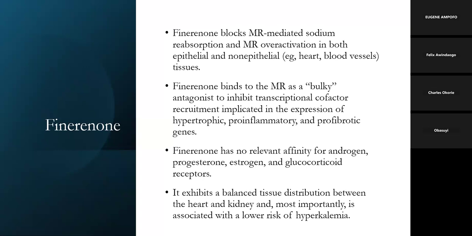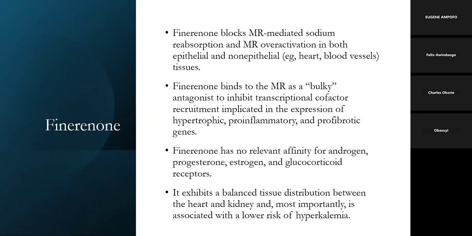So it's actually bulky. It binds to the mineralocorticoid receptor, and what it actually does is inhibit the transcriptional cofactor. So once it binds, the aldosterone will still bind to the receptor, but it also binds to the aldosterone mineralocorticoid receptor complex, and then prevents the recruitment of transcriptional cofactors.